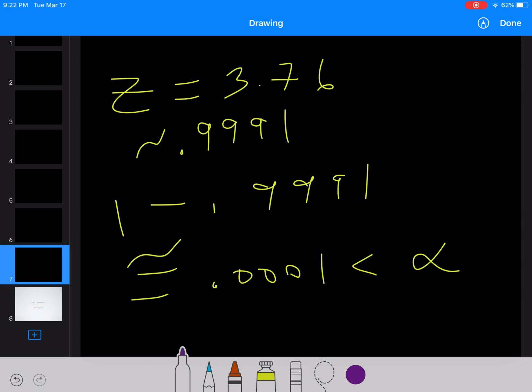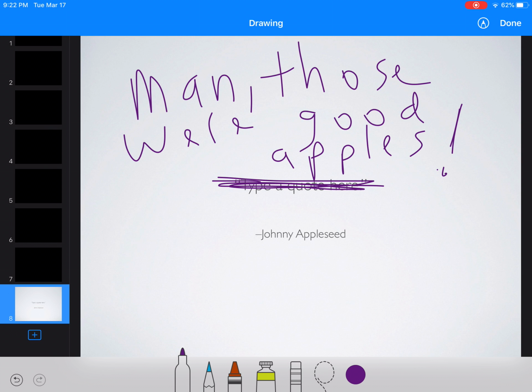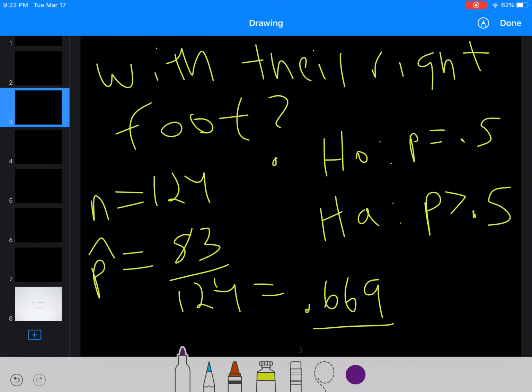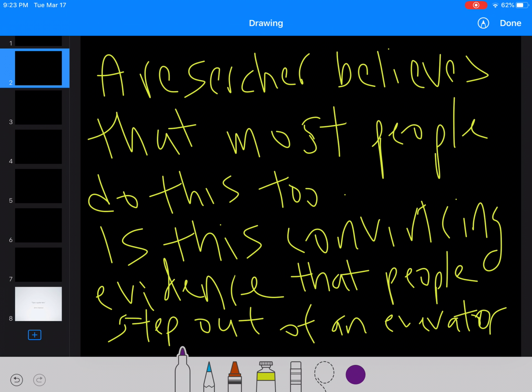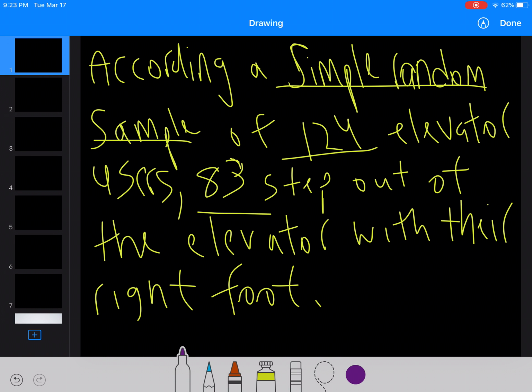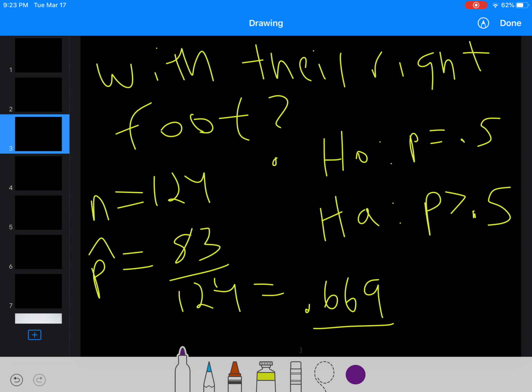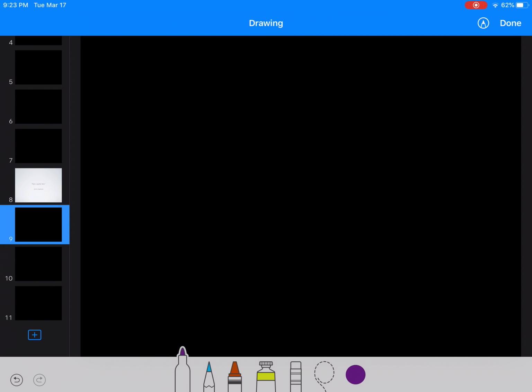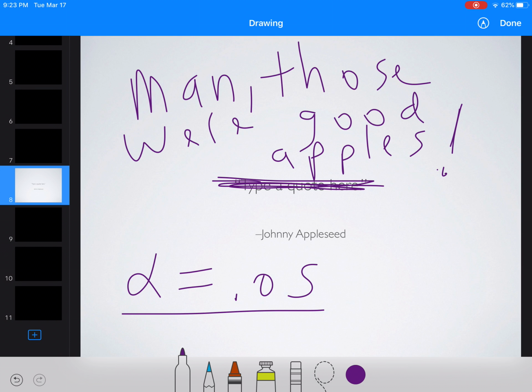So, where were we here? Okay, so, yeah, alpha we had was 0.05. And that was selected from the start. Actually, did we not select it? No, I guess not. Yeah, it's okay. So this is the alpha we're comparing our p-value to.